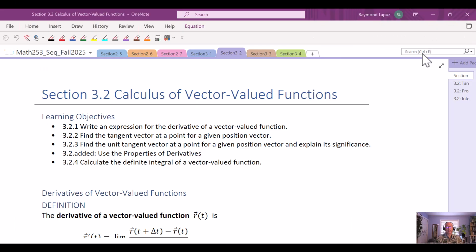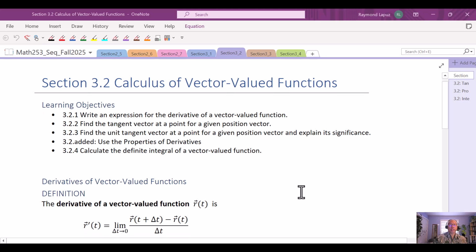Hello, we're working on chapter 3, and in section 3.2 we're going to be taking a look at the calculus of vector valued functions. So let's get to it. In this video we will be looking at the first objective, where we find the derivative of a vector valued function, and then we'll hit the other objectives a little bit later on.